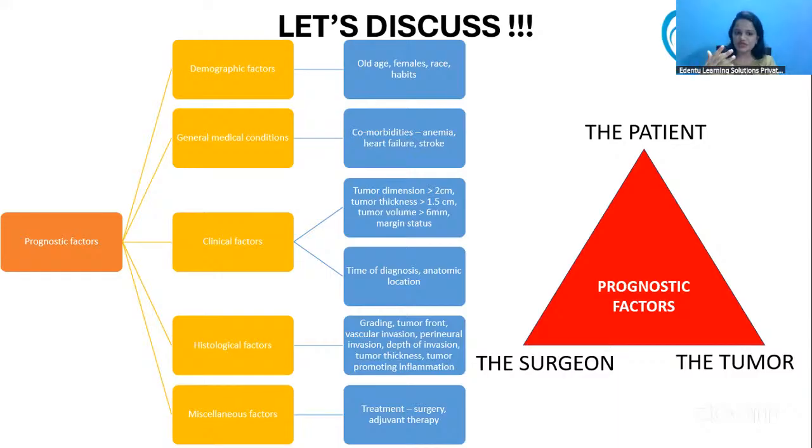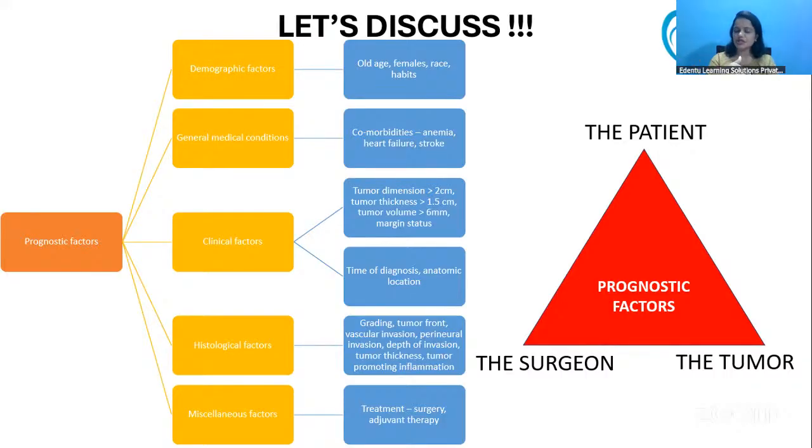The prognostic factors can be divided into demographic factors, general medical conditions, clinical factors, histological factors, and miscellaneous factors. All these influence the prognosis of oral squamous cell carcinoma for a patient. Demographic factors include whether the patient is of old age, whether the patient is female, whether the patient belongs to a particular ethnicity, and whether the patient has habits like drinking or smoking. All this can make the prognosis really bad for the patient.